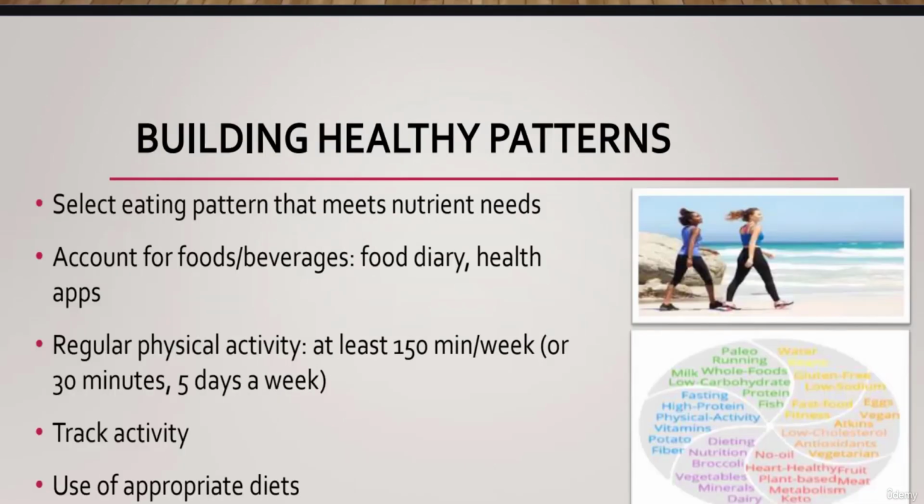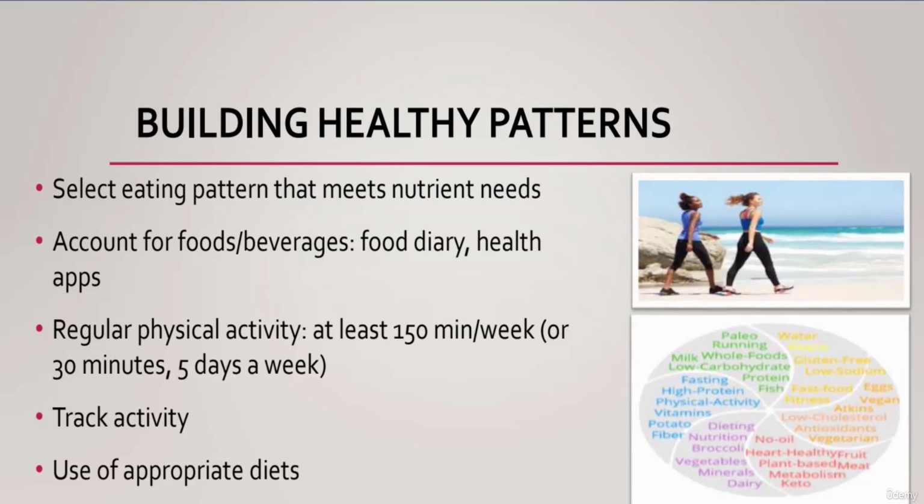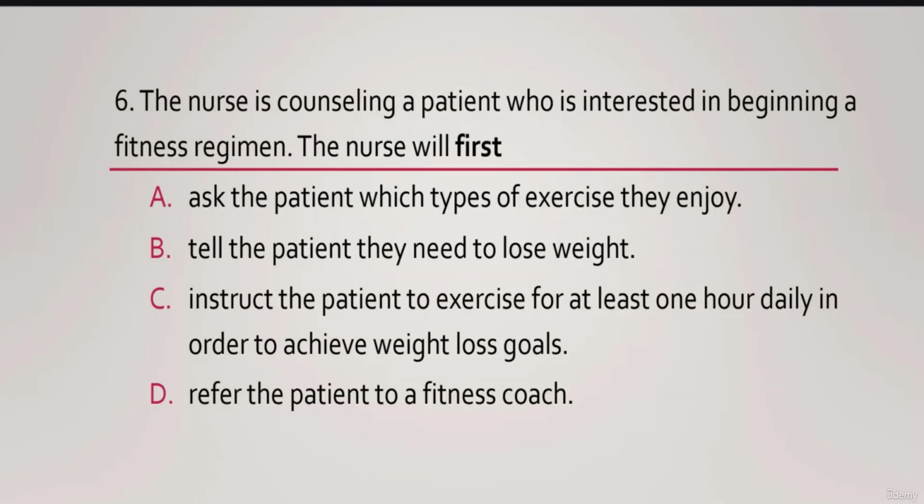Building healthy patterns, right? So select an eating pattern that meets nutrient needs, right? Account for foods and beverages with a food diary, health apps. Okay, regular physical activity at least 150 minutes per week or 30 minutes a day, 5 days a week. Okay, or you can walk 4 hours a week. That is enough to stay in shape. Track activity and use of appropriate diets like the ketogenic diet, the carnivore diet.